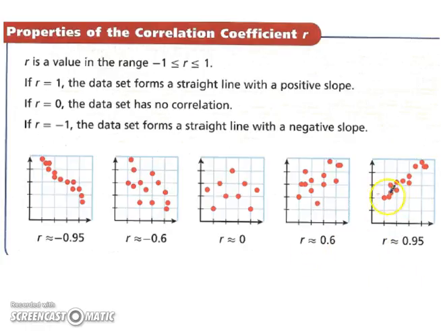So notice how as we get closer to either 1 or -1, the data is closer to being a straight line. Whereas the closer it is to 0, the more spread out and all over the place the data is.